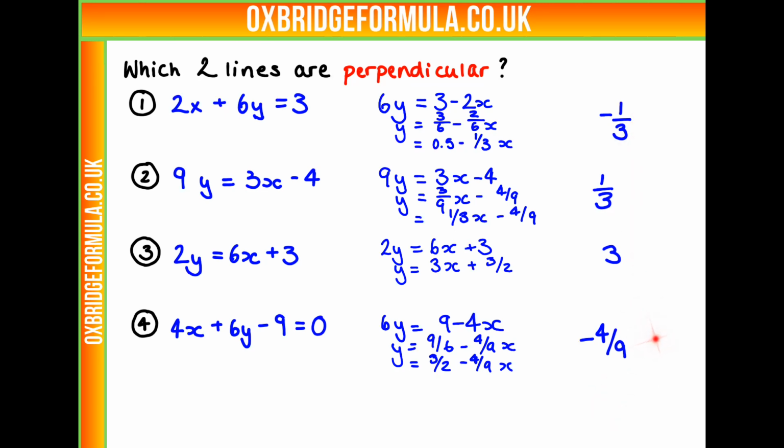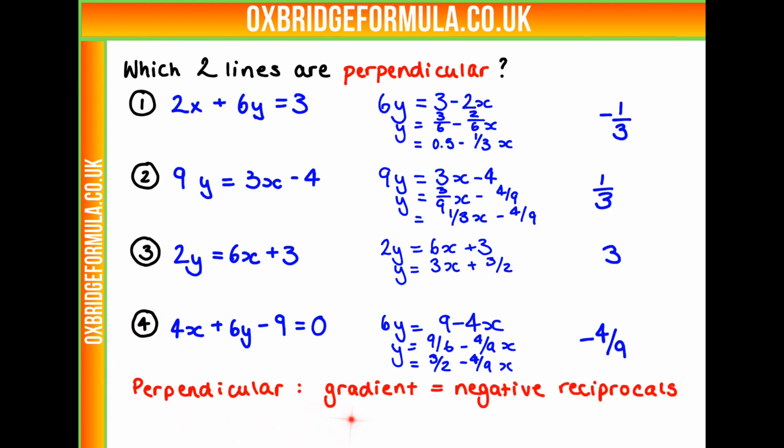What are we actually going to do with them? How do we find out which lines are perpendicular? Well, perpendicular lines have the gradients which are negative reciprocals of each other. So say if we had m as one of our gradients, our other perpendicular gradient would be minus 1 over m. So which two of these are negative reciprocals?